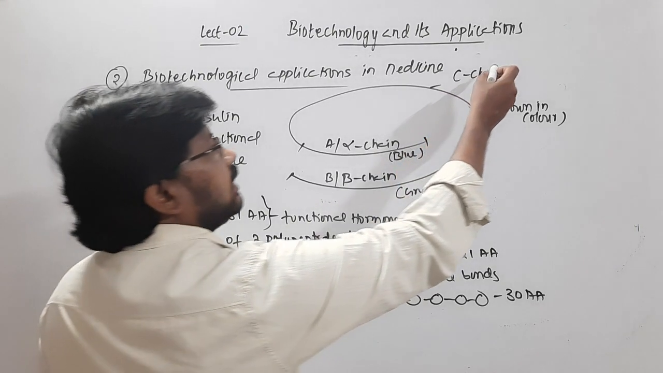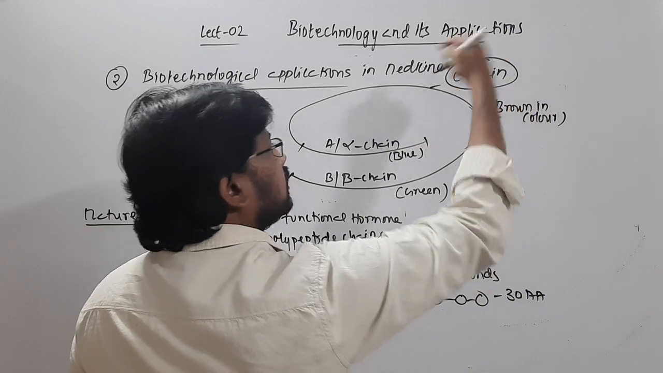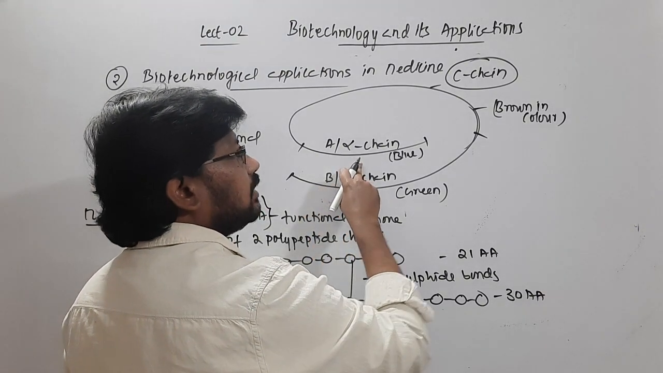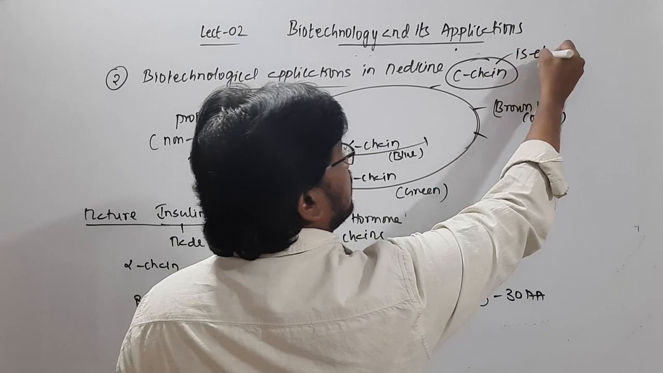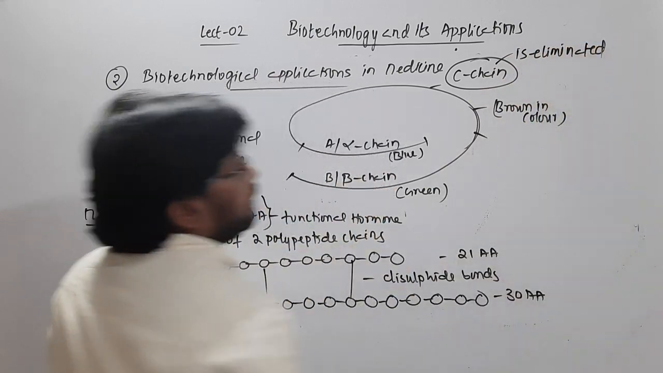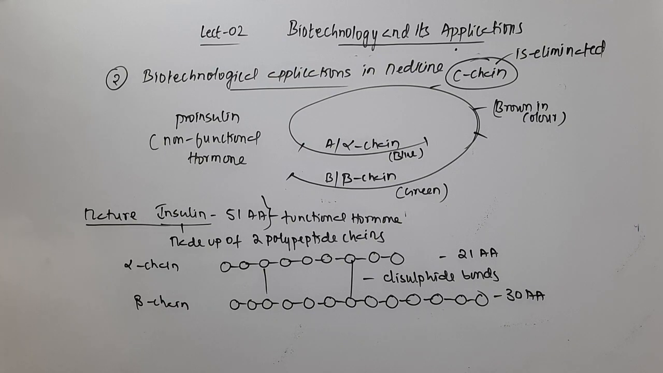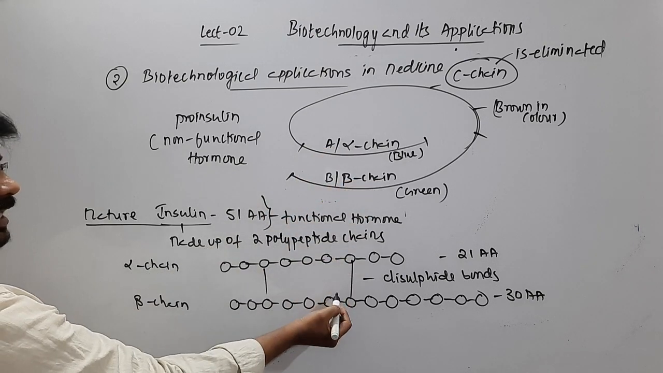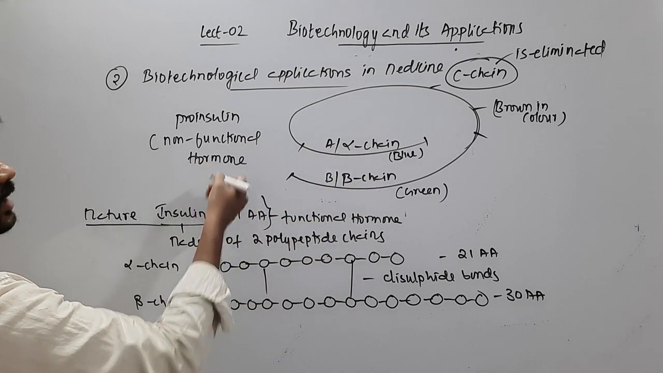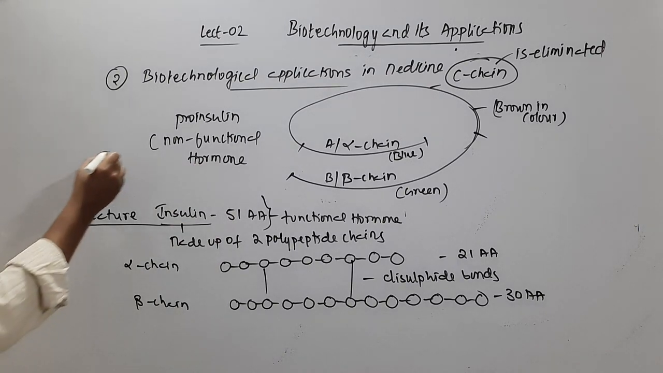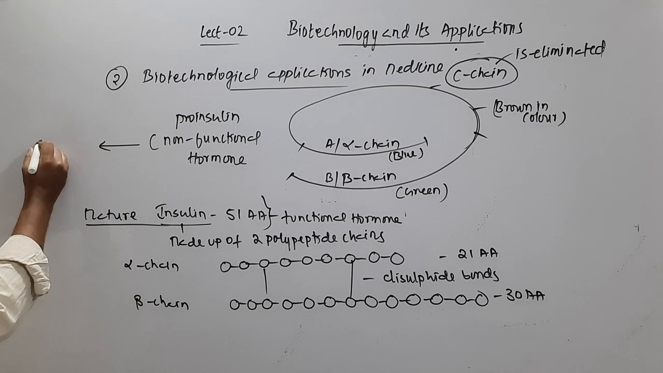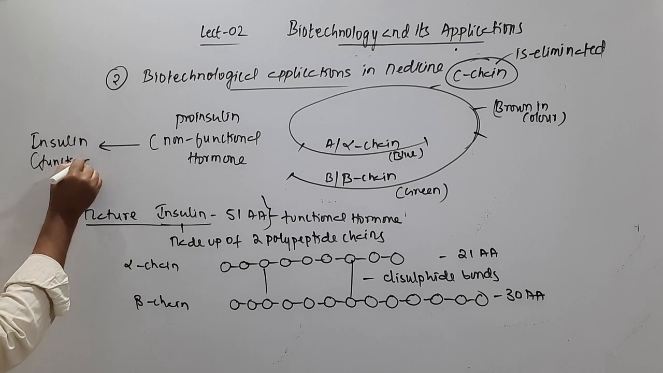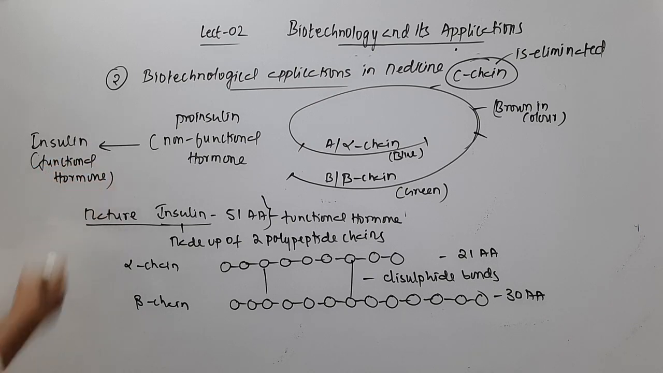Now the C chain will be eliminated and only the beta chain and alpha chain will be present. Once the C chain is removed, the alpha or A chain and beta chain will be linked by disulfide bonds, and this proinsulin will become insulin, that is the functional hormone.